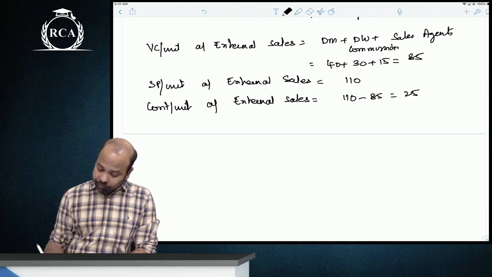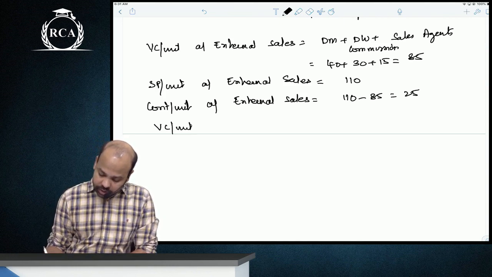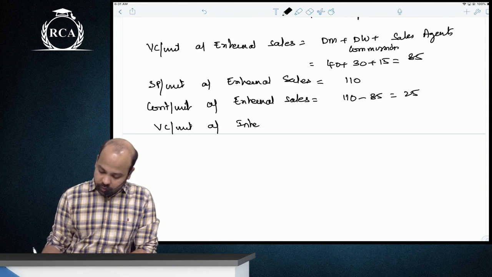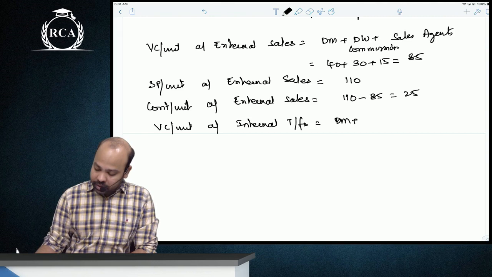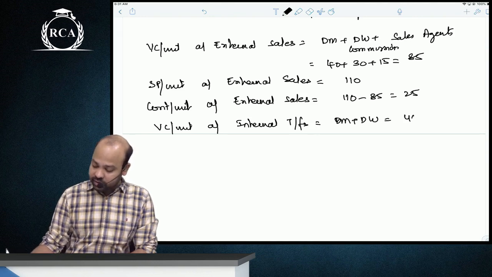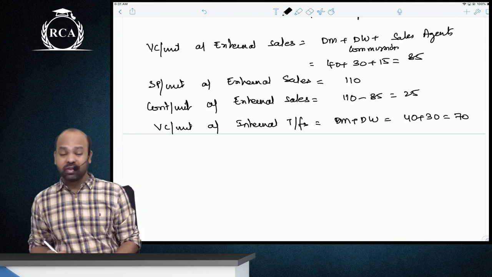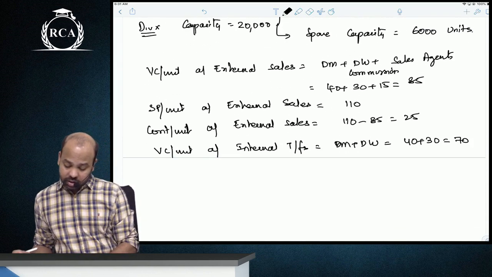So guys, now what is the variable cost per unit of internal transfers? Variable cost per unit of internal transfers would only be direct material and direct wages. There are no sales agents commissions incurred on internal transfers.